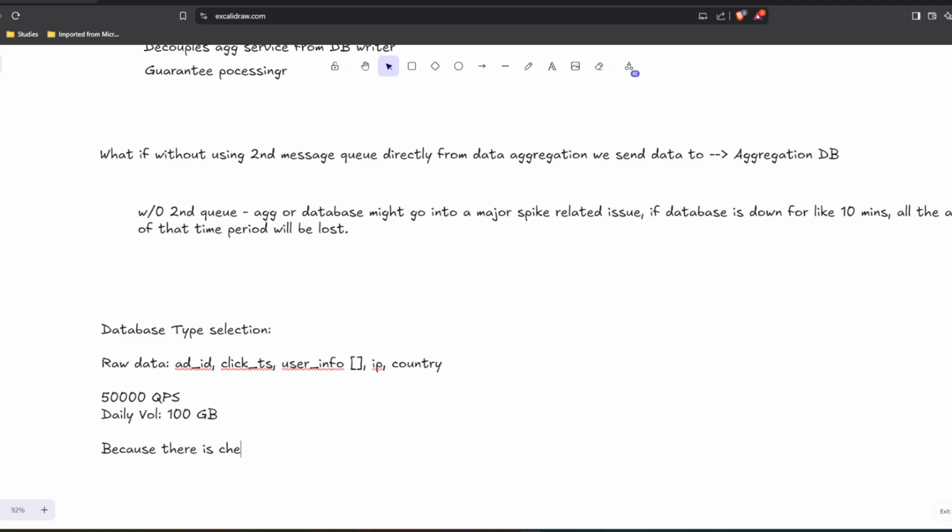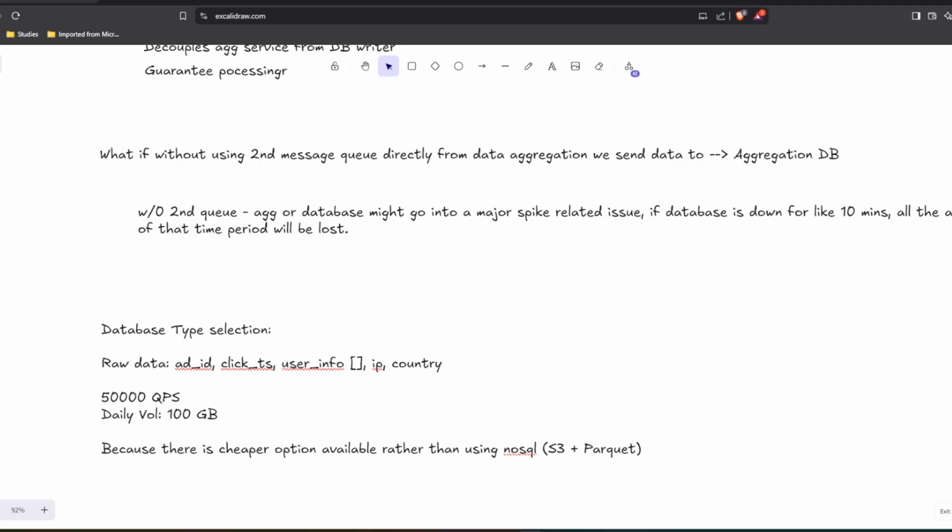because there is a cheaper option available rather than using NoSQL. Okay, so what exactly is the cheaper option? That is, we can use S3 as our data lake in Parquet format. Again, Parquet is a very useful format in data engineering, it is being rapidly used for its very useful compression.